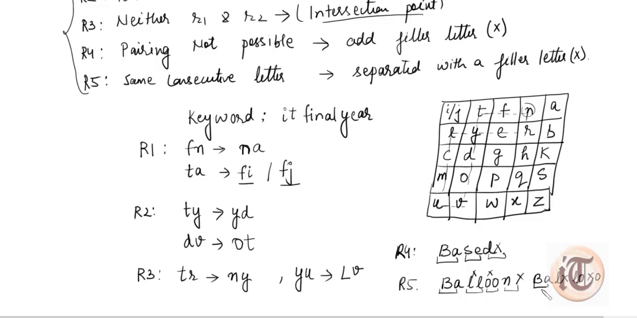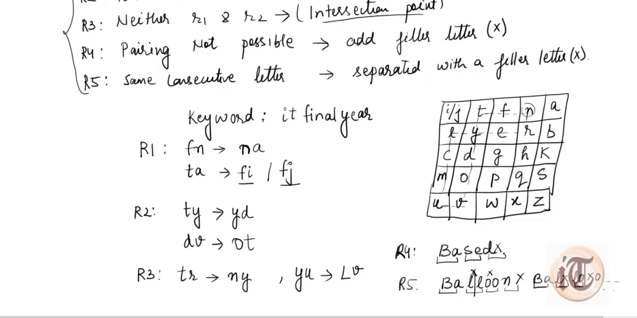So B-A, and one more time, X will be added between the repeated letters, so the pair becomes LX. Now the next pair is LO. Then we again separate this pair with the X, so this will become XO. And in the same way we will work. So these are the 5 rules by which we can convert the plain text into a ciphertext.